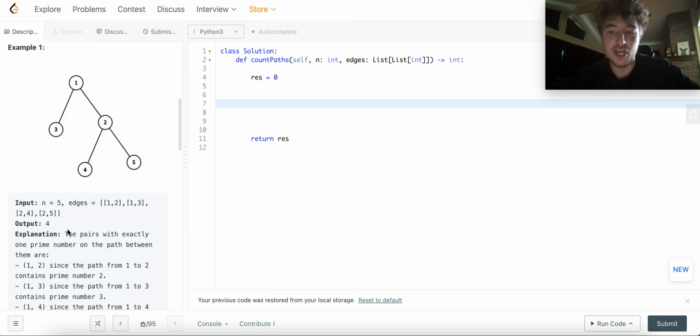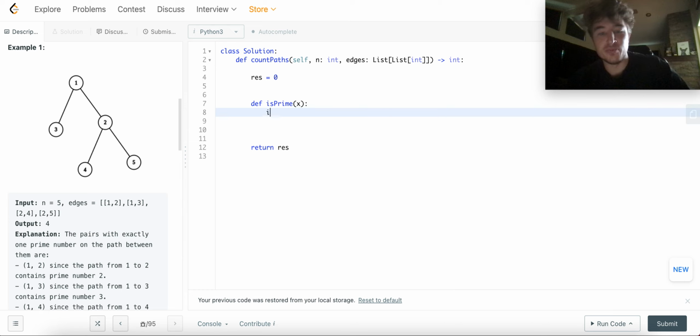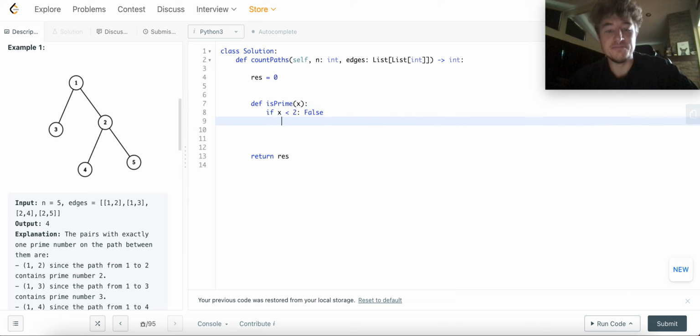But I'm blanking on the code right now of how to do that. So I'm just going to do a simple is prime, right? The simple way of finding out if a number is prime is you say, well, if x is less than 2, then it's not a prime for sure, right?